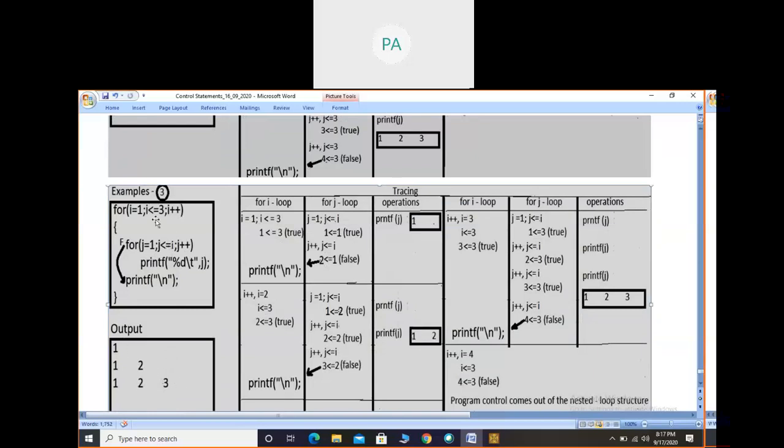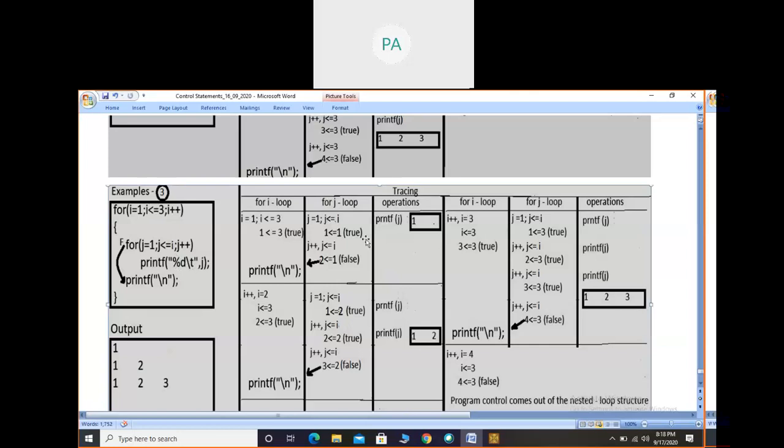If I change the condition of the i loop to i less than or equals to 4, one more row will be printed. If I change to i less than or equals to 5, one more row. So 1, 1, 2, 1, 2, 3, 1, 2, 3, 4, 1, 2, 3, 4, 5, like that. Just by changing the value in the i loop, instead of 3 if you give 4, 4 rows, instead of 4 if you give 5, 5 rows, in that way. The remaining thing will be the same.